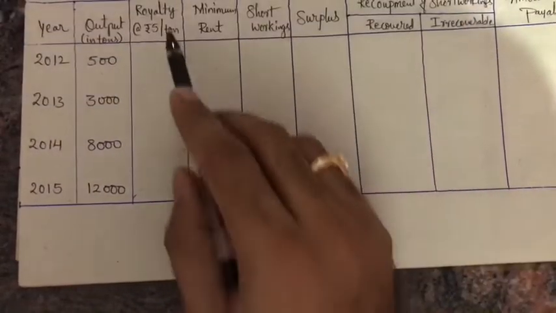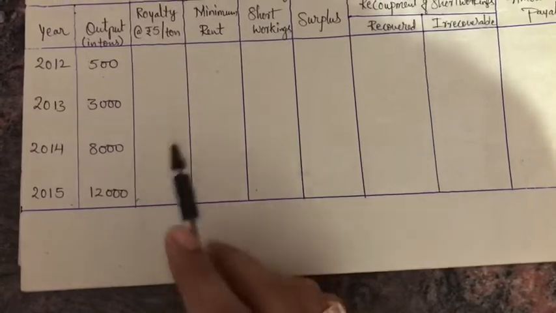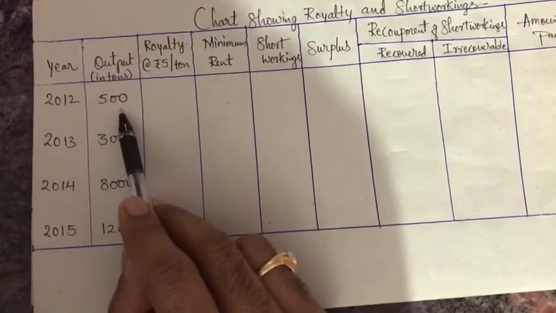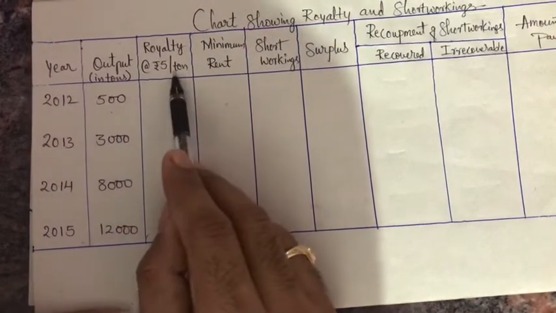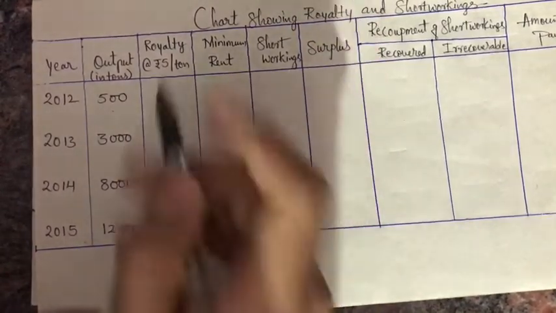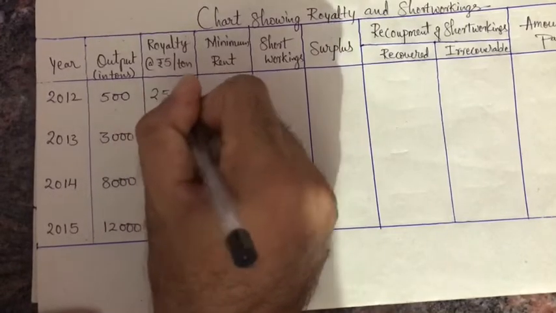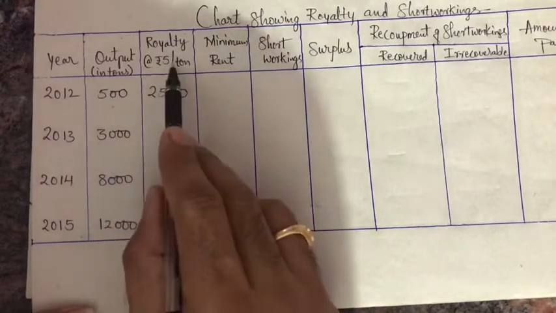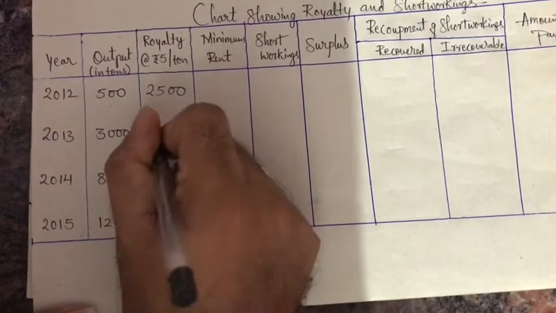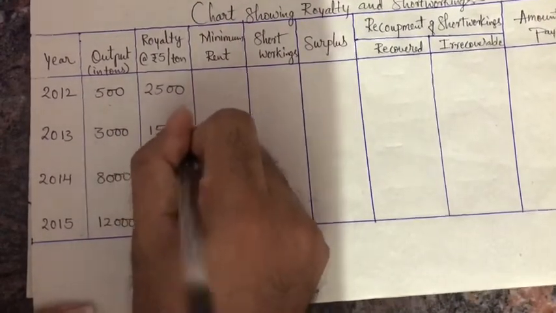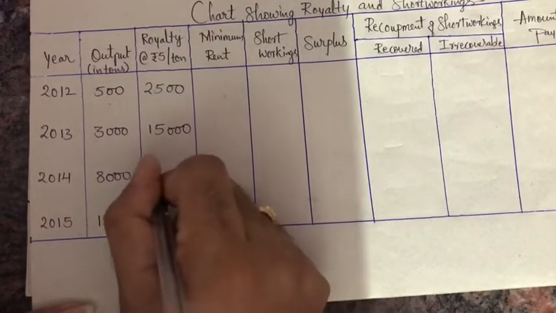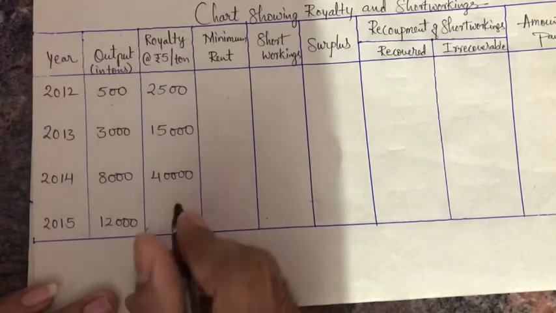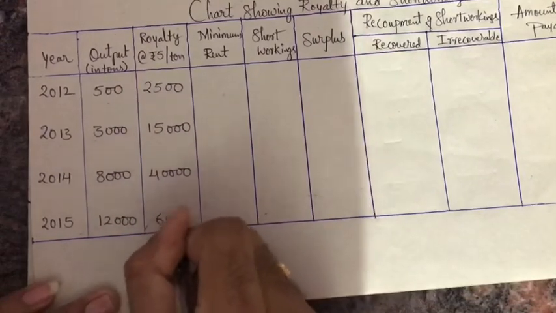In the third column we have to calculate royalty. We have output of 500 tons here, so 500 into rupees 5 comes to 2,500. This will be the royalty. In the second year, 3,000 into 5 will be 15,000. In the third year, 8,000 into 5 will be 40,000. And in the fourth year, 12,000 into 5 would be 60,000.